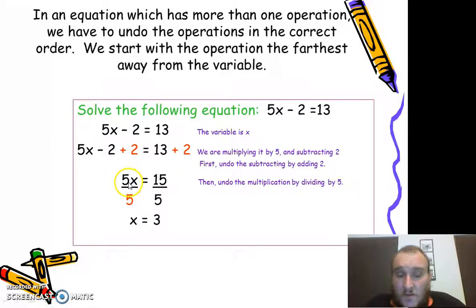Now, when you've got 5x, that means 5 times x, so to undo that we're going to divide by 5. So if we divide both sides by 5, that's what this fraction line is saying. Then we're going to get x on this side by itself, because the 5's cancel each other out. And 15 divided by 5 is 3.